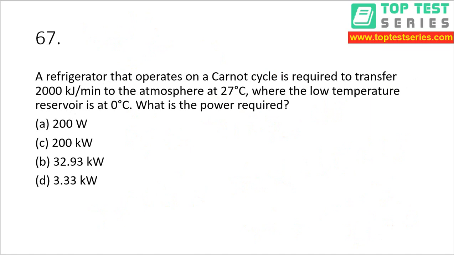So question number 67. A refrigerator that operates on a Carnot cycle is required to transfer 2000 kilojoule per minute to the atmosphere at 27 degrees centigrade, where the low temperature reservoir is 0 degrees centigrade. What is the power required?